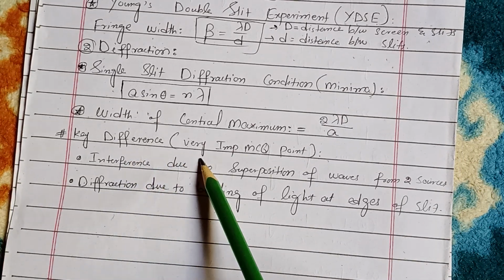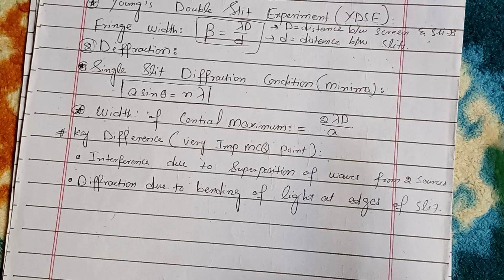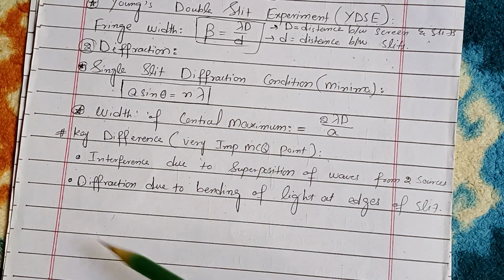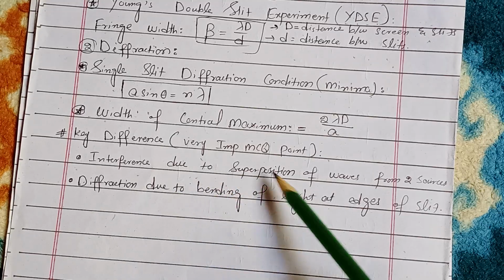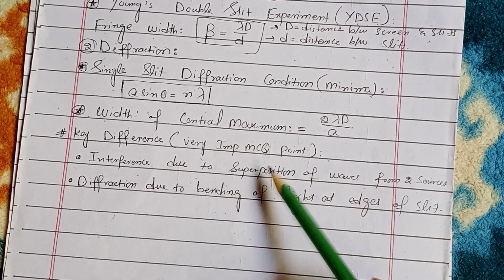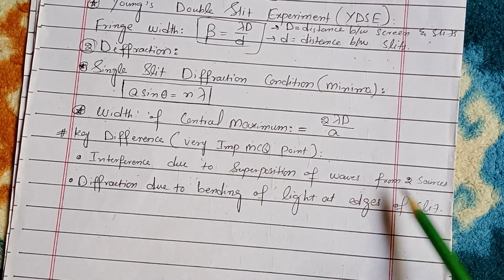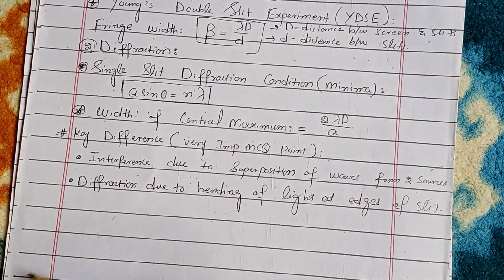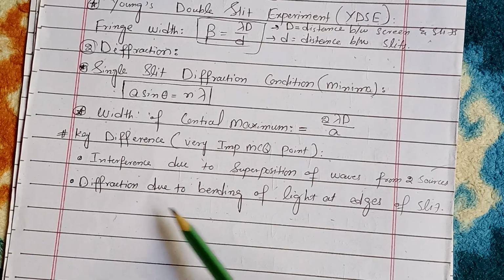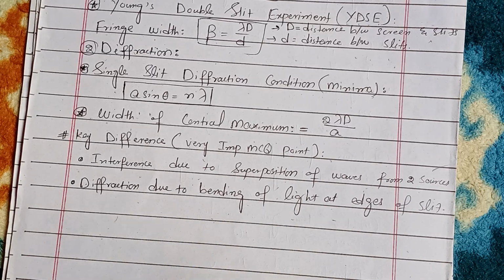What is the key difference? This is a very important MCQ point. What is the key difference between interference and diffraction? Interference occurs due to the superposition of waves from two sources. Diffraction occurs due to the bending of waves at the edge of a slit.